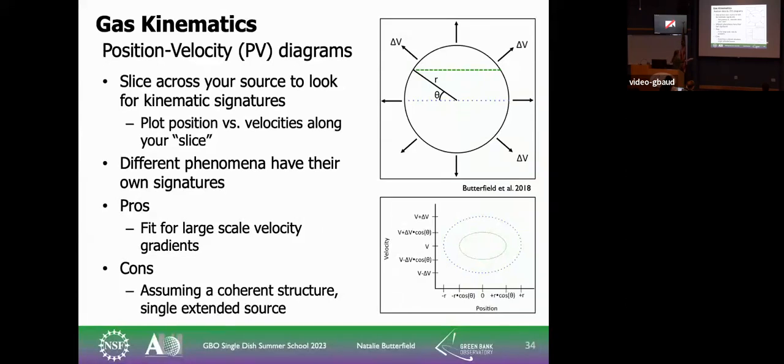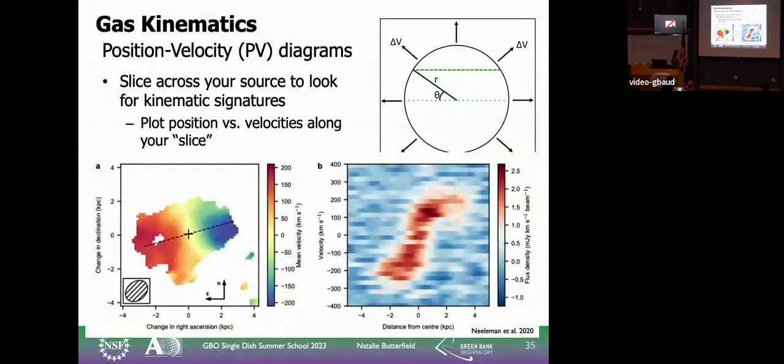By looking at what your position velocity slice looks like, you can get an understanding of the effects going on in your cloud or source. The pros: it's a nice way to fit for your large scale velocity gradients. The cons: you are assuming that it's a large coherent structure in a single extended source. To tie this back in, this is an example of a high redshift galaxy, where you can see the velocity gradients of the rotation curve. They did a position velocity slice in this direction, and this is what their position versus velocity looked like for this source. You can see this signature of galactic rotation there.